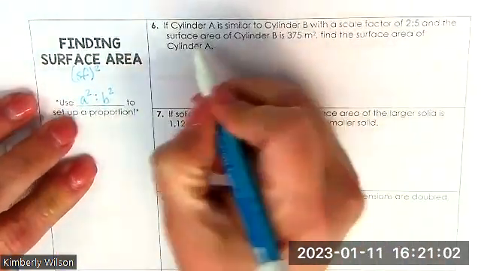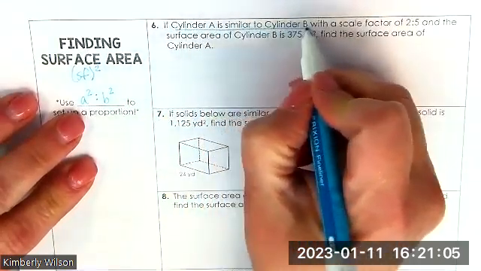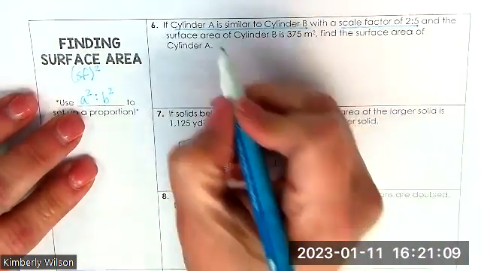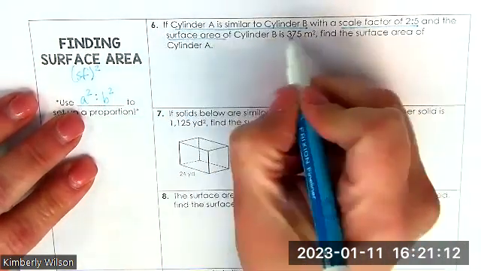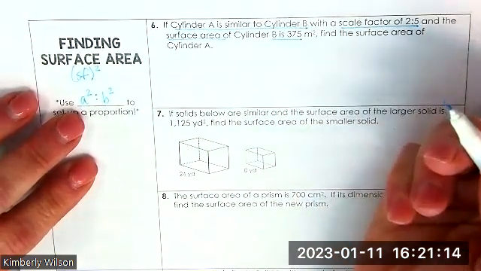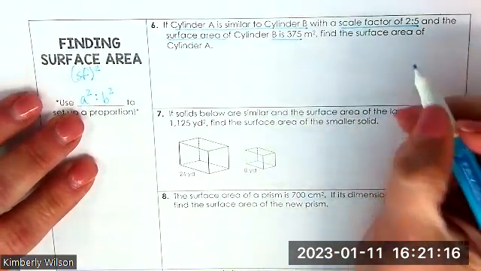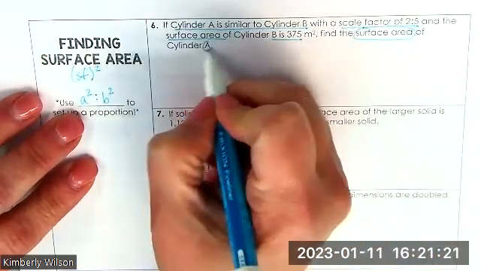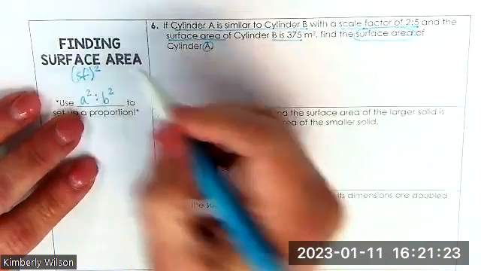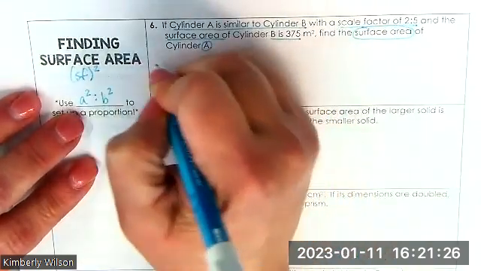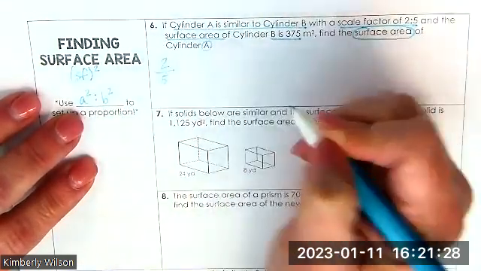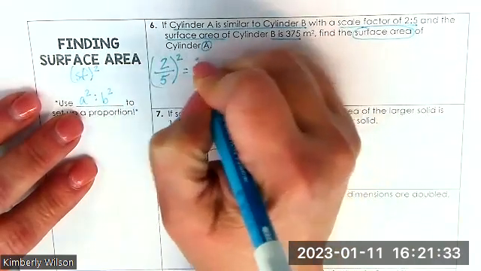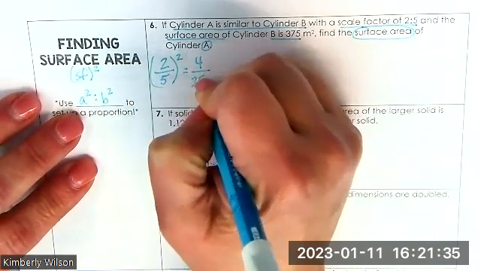Okay, so we have cylinder A is similar to cylinder B, and it has a scale factor of 2 to 5. And the surface area of cylinder B is 375. We want to find the surface area of cylinder A. Well, remember, surface area is squared, so I've got a scale factor of 2/5. Therefore, I'm going to do 2/5 squared, which gives me 4 over 25.